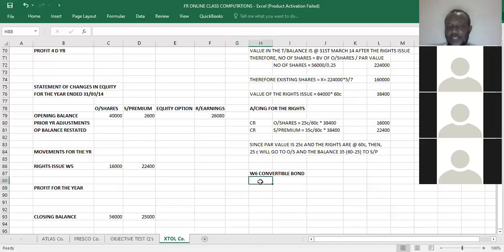So we start with our interest now. We can do nominal rate, and let me try and be as explicit as possible. So nominal rate is equal to 5%. Your effective rate is equal to 8%. That effective rate will do something for you. Now the first thing to do is the cash flows.